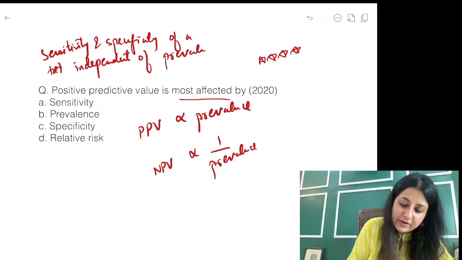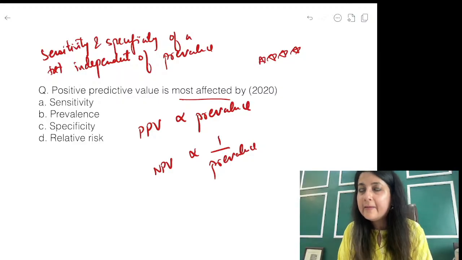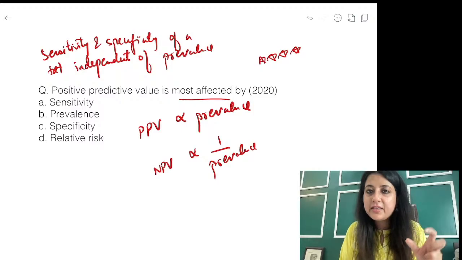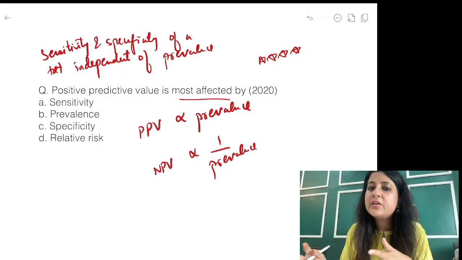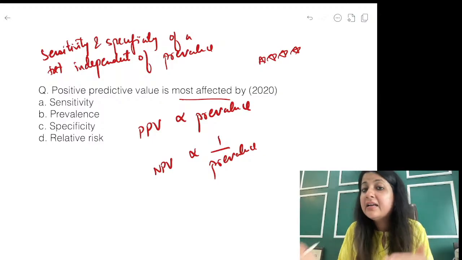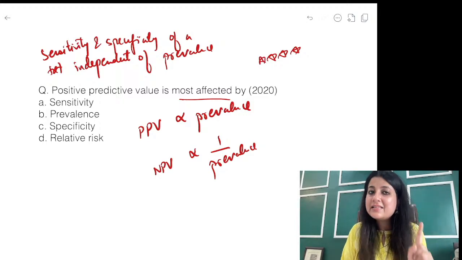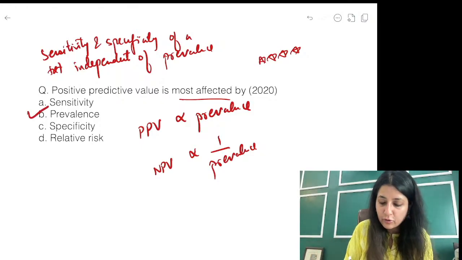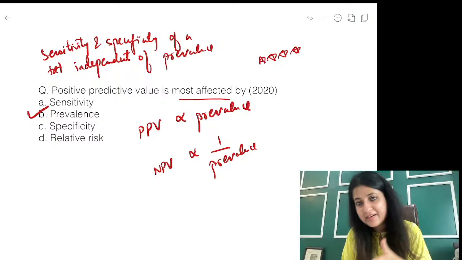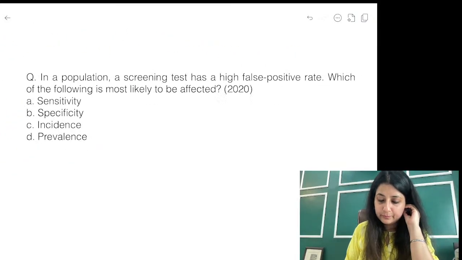Sensitivity and specificity prevalence से लेना देना नहीं है. Suppose if sputum has a sensitivity of 70%, if there is a community where prevalence of TB is 50%, the sensitivity of sputum will be 70%. If there is a community where prevalence of TB is 90%, still sputum की sensitivity वही रहेगी 70%. Clear? Sensitivity and specificity of a test are independent of prevalence. Prevalence, the first thing that gets affected by prevalence is your predictive values. PPV directly proportional, NPV indirectly proportional. Clear? Got it everyone? Chalo.